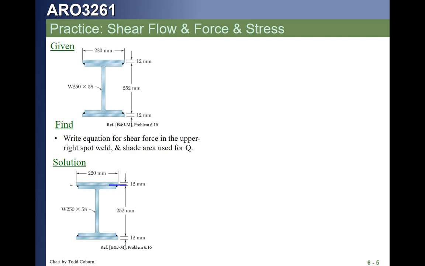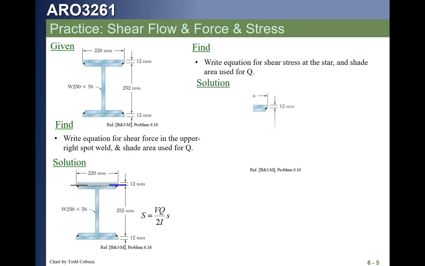That's what we want, but for symmetry we're going to cut that one as well. We're going to now cut that piece off. That defines the Q, which is shown shaded, and then since we have two paths, we're going to divide it by 2. If we want the shear stress at the star, let's take a look at where the star is.